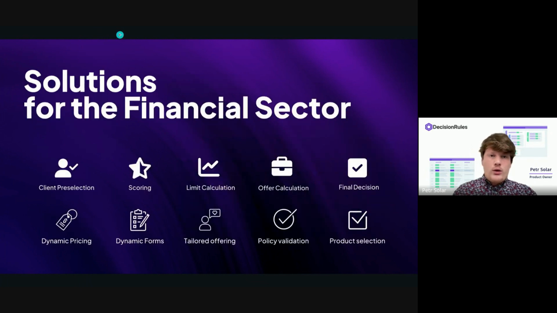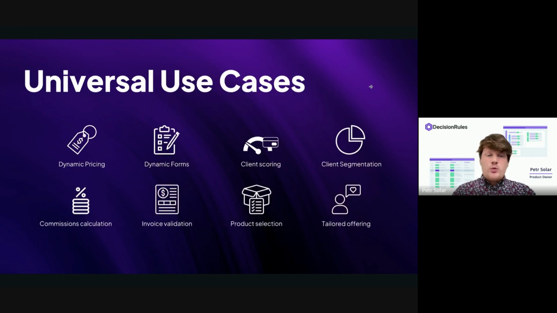Now let's sum it up, all the use cases of DecisionRules in the financial sector. You've heard a lot of scoring. Then we are used for selection or pre-selection of the clients, calculation of the limits, calculation of the offers, for the dynamic pricing and dynamic forms, and lastly, for the validation and selection of products. And we have also quite a lot of universal use cases, for example, client segmentation or calculation of the commissions.